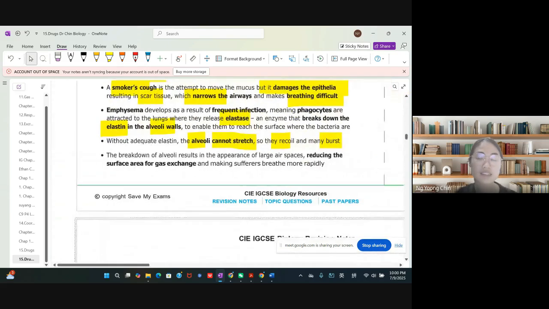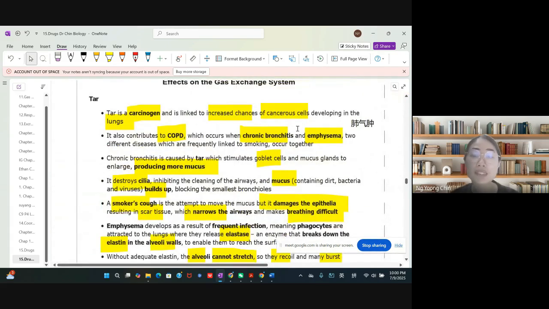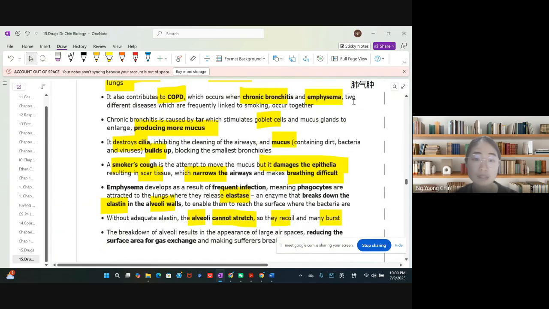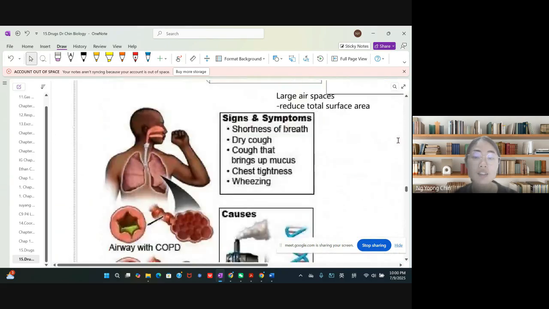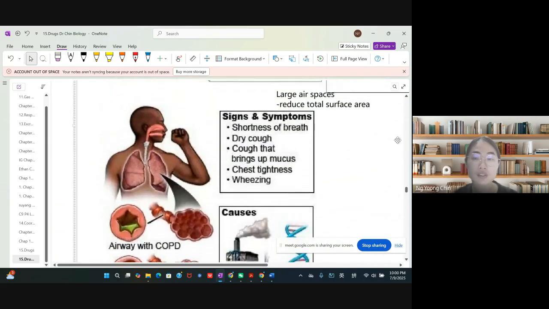So here is the story of COPD, which includes chronic bronchitis and emphysema. For exam purposes, you need to know this. What are the symptoms of COPD? You have shortness of breath, dry cough, chest tightness, and wheezing. What does wheezing mean?